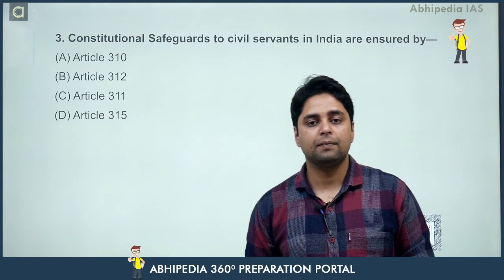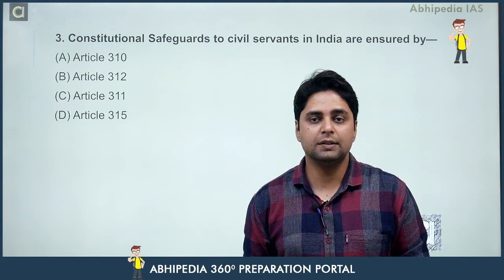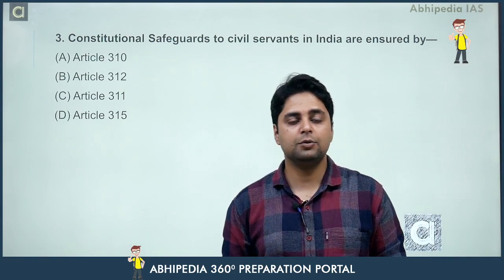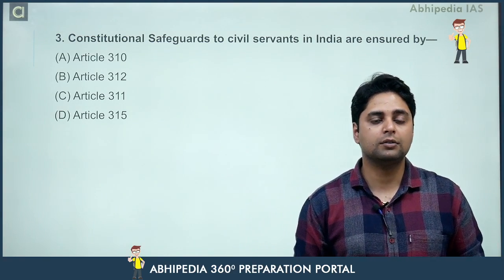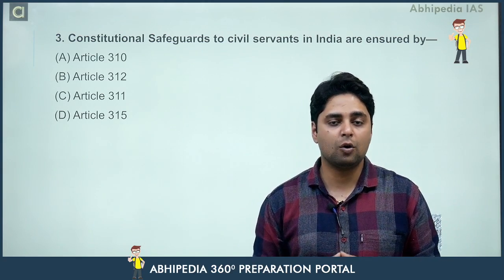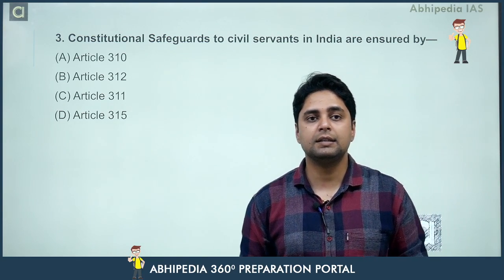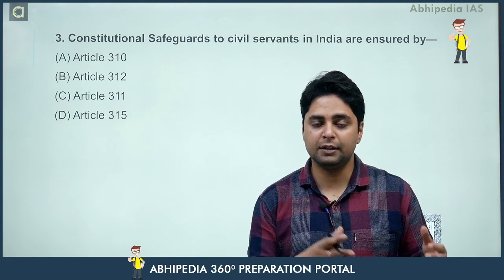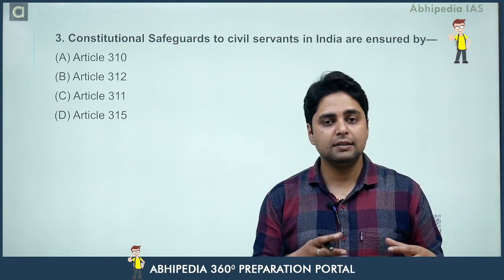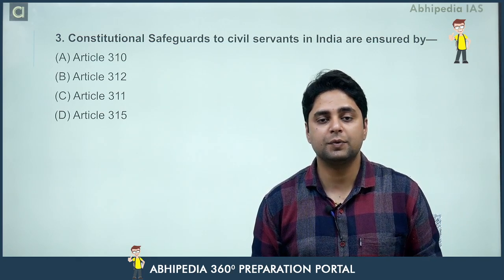Question number 3. थोड़ा सा Indian administration की तरफ आते हैं. The constitutional safeguards to civil servants in India are ensured by which article? Article 310, 312, 311 or 315. Basically the services under the Indian Constitution are all mentioned in Part 13 of the Constitution. So Part 13 में ये सारी की सारी जो services हैं ये mentioned है under the union as well as under the states. And to the civil servants, either under the central services or under the all India services, there are certain safeguards which have been provided.